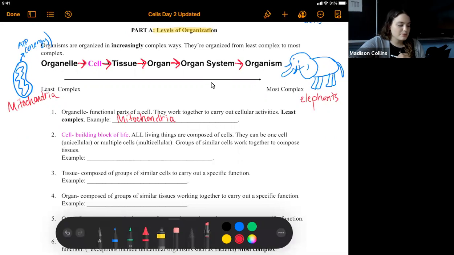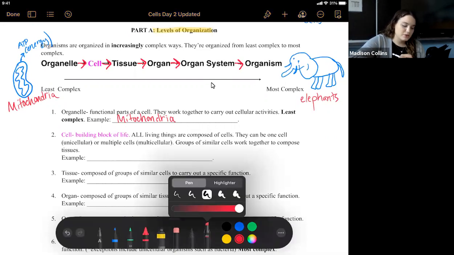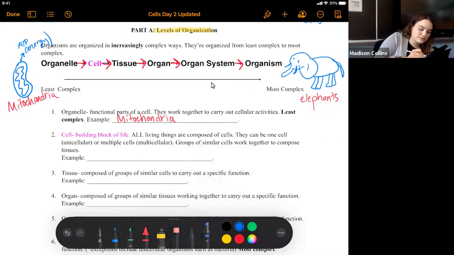So cells are our building blocks of life. All living things are composed of cells. Now they can be one cell, which we call unicellular, or they can be made up of multiple cells, which is multicellular. So we are made up of multiple cells, so we are known as multicellular organisms. Now groups of similar cells come together and work together to compose tissues.